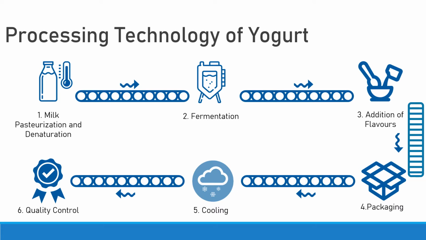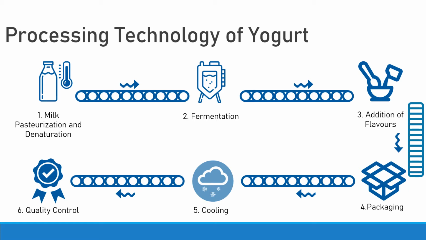Okay, now we are going to discuss the processing technology of yogurt. The first one is milk pasteurization and denaturation. In this process, we kill the contaminating microbes. Then we denature whey in milk to give yogurt better texture. Pasteurization followed by denaturation is done for 20 minutes at 85 centigrade.